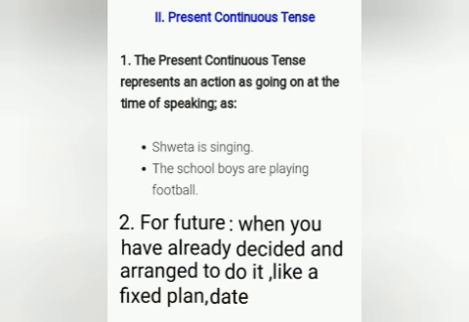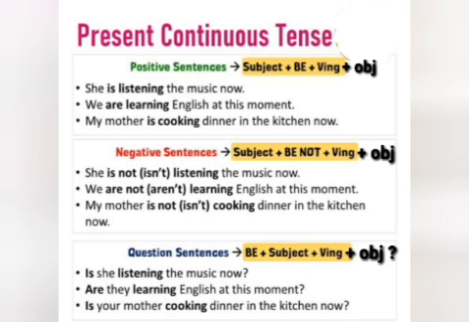Yes. Then you have it for future meaning as well, when you have already decided and arranged to do it. A fixed plan you can say, a date you can say. Yes. So now how do you write this present continuous tense? We have the syntax like subject plus is, am, are plus V1 plus ing plus object.